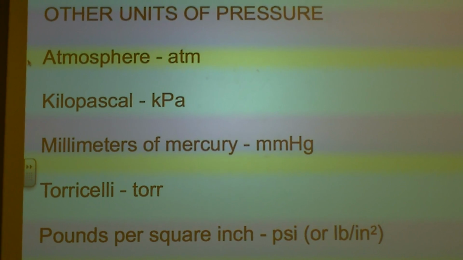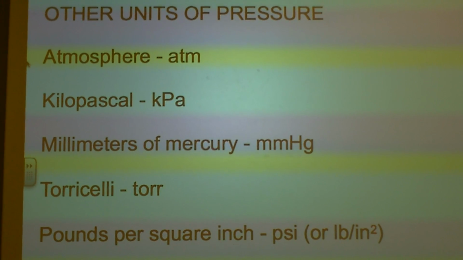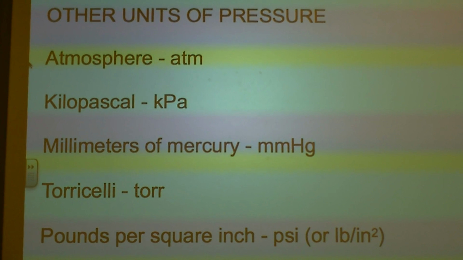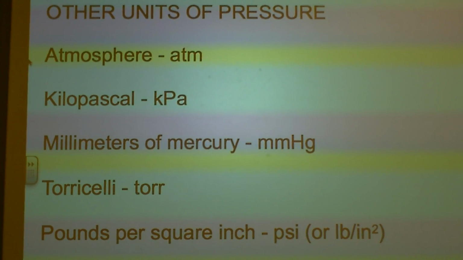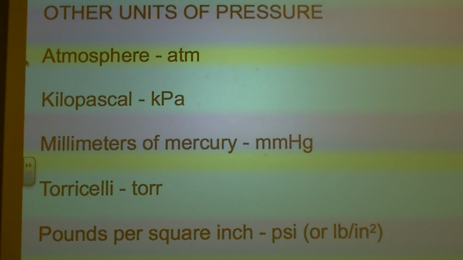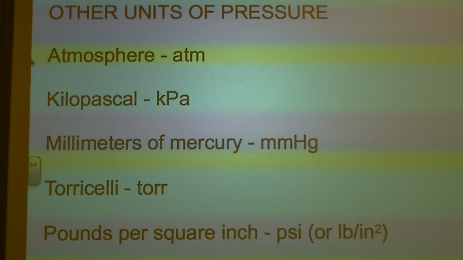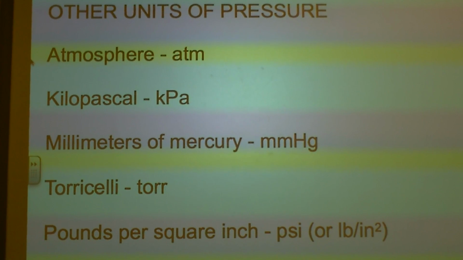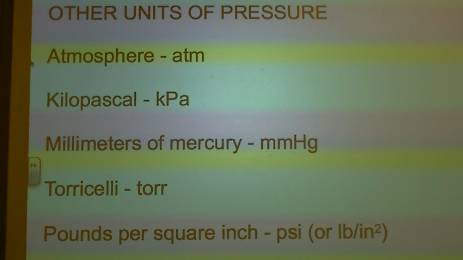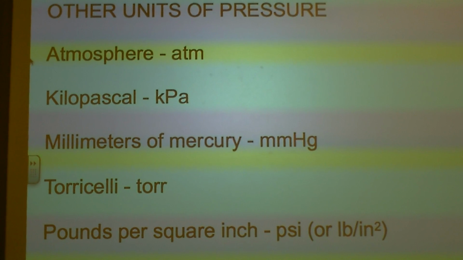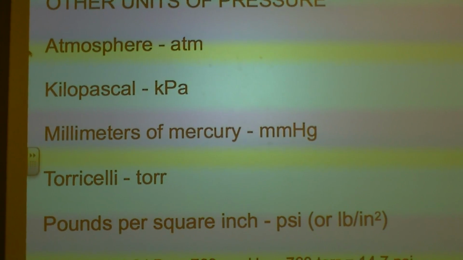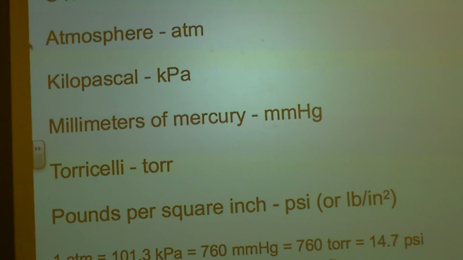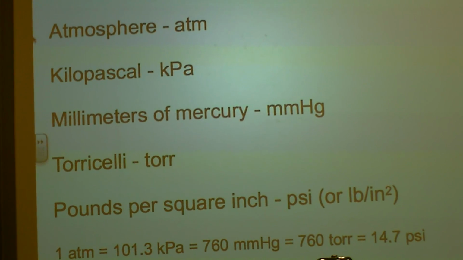There are other units of pressure that we will be using within this unit. One of the most common ones is atmosphere, symbolized with an atm. We have kilopascal, which is just another version of the Pascal unit, with a kPa. Millimeters of mercury, which is symbolized mmHg. We have torr, and we have pounds per square inch. You will see it as PSI or lb/in², just depending on the particular problem.